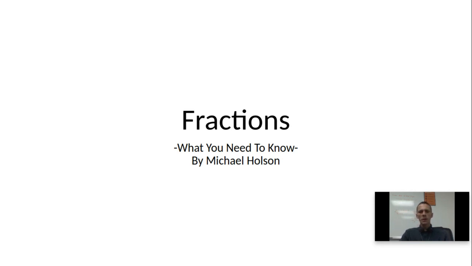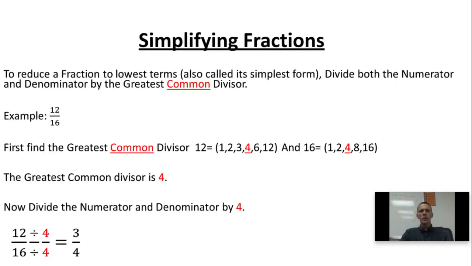First things first is simplifying fractions. Now, to reduce a fraction to its lowest terms, also called its simplest form, you divide both the numerator and the denominator by the greatest common divisor. Now, if you don't know, the top part of your fraction is your numerator and the bottom is your denominator.